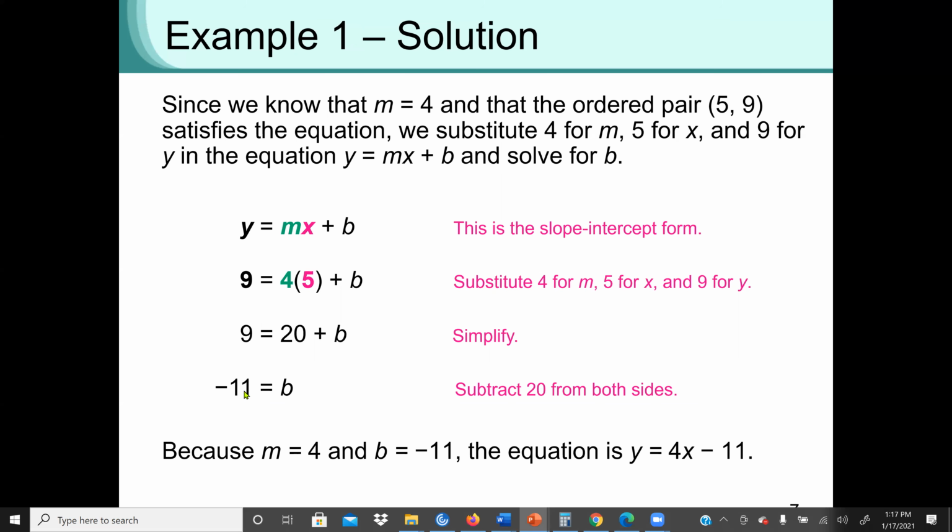Now we can plug it into the formula. So our equation will be y equal to the slope, which is 4x, minus 11. So that's the formula here, y equal to 4x minus 11. Again, the slope is given already, but they give us a point on the line, and we need to find the b first. So we plug in the point for y and x, and the slope is 4. We were able to get the b, which is the y-intercept, and we plug in the value.